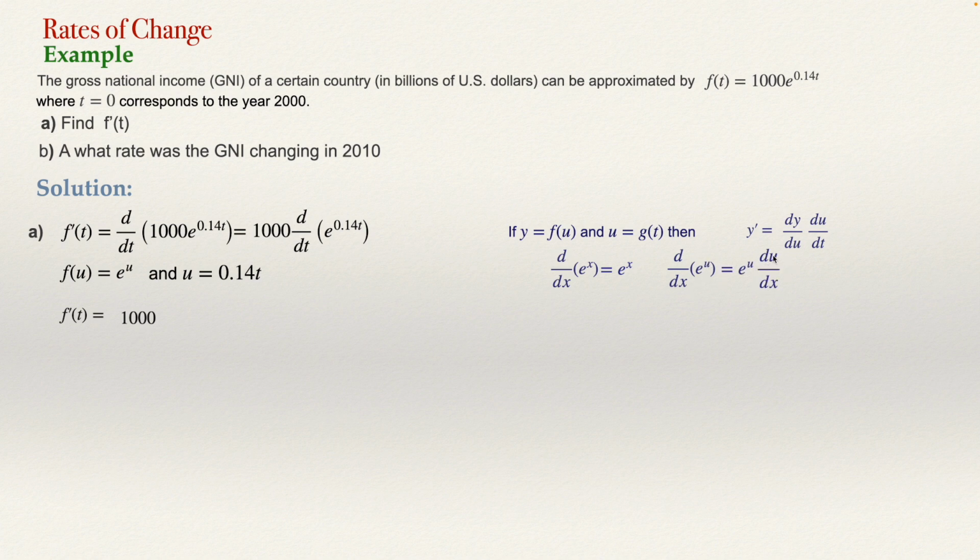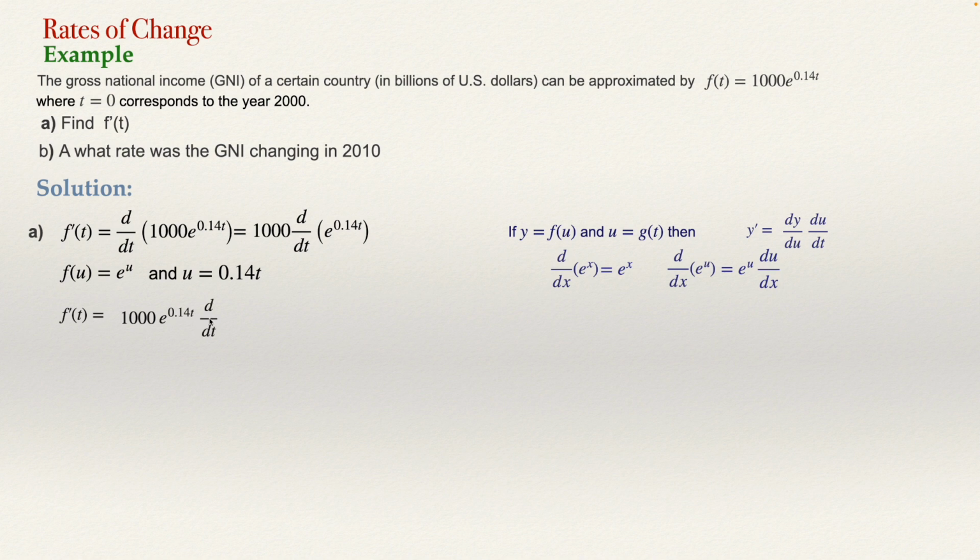But I need to multiply by the derivative of u with respect to x, so with respect to the independent variable. So we need to multiply by the derivative of this function u with respect to the independent variable. In this case, that is e to the power 0.14t. So the answer will be e to the power u, so e to the power 0.14t, multiplied by the derivative of u with respect to t, because in this case we are differentiating with respect to t.